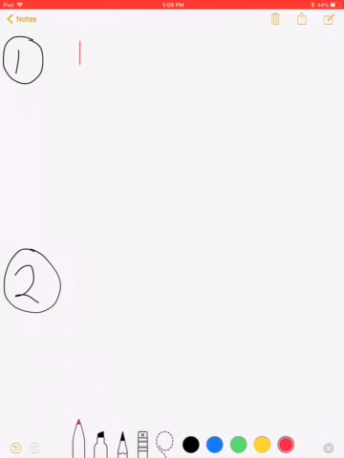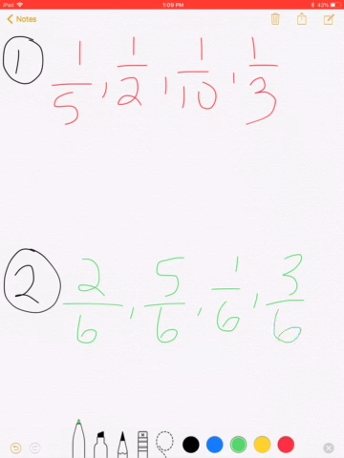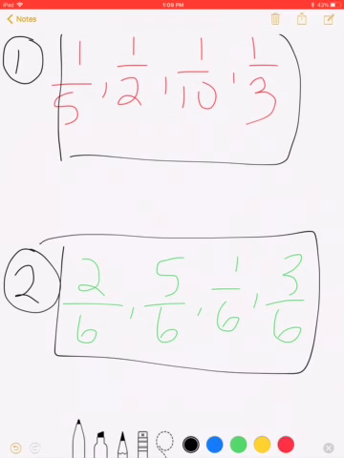So the first ones I want you to put in order from least to greatest are those. And then the second ones I want you to put in order from least to greatest are those. Now again, looking at those, think about what number 1, all those fractions have in common, and number 2, what all of those fractions have in common. And we will be actually doing this together in class tomorrow.